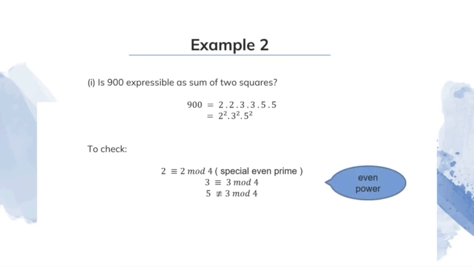Okay, 2 is the special even prime, so 2 is congruent to 2 mod 4. 3 is congruent to 3 mod 4, but 5 is not congruent to 3 mod 4. So that we can conclude this 900 cannot be expressed as a sum of two squares.